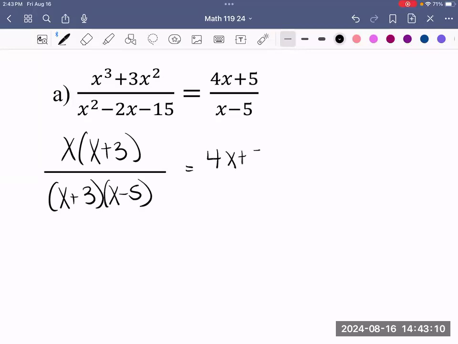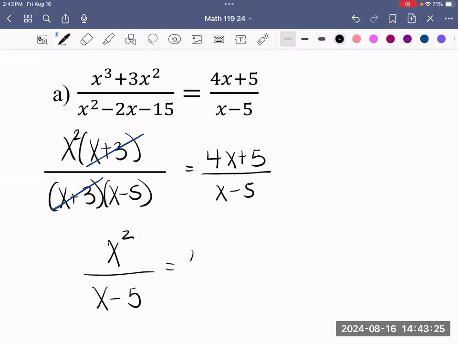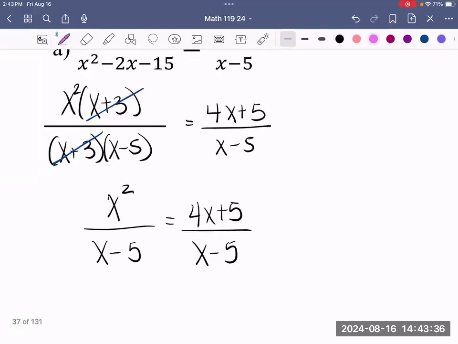And looking at the right-hand side, unfortunately, nothing factors, or I guess nothing has to factor, right? So we factored, we simplified, oops, so sorry, x squared all over x minus 5 is equal to 4x plus 5 over x minus 5. Now, what do you notice about your denominator? Well, in your denominator, it is the same exact thing. So we actually have equal bases.